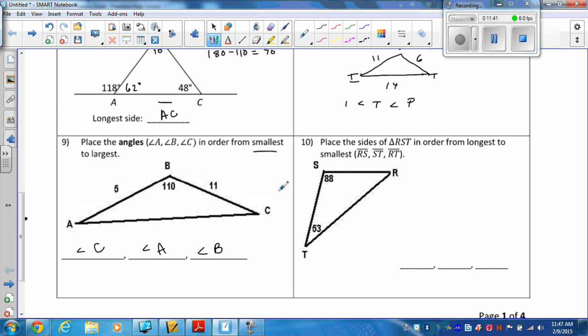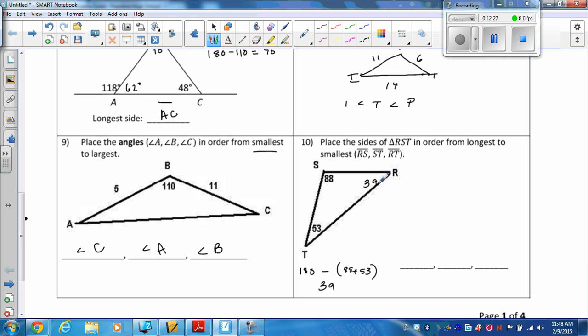Number 10, place the sides of triangle RST in order from longest to smallest. RS, ST, RT. So you have to really carefully read. This is asking for sides, not angles. So this is 53, this is 88. So the first thing that I'm going to do is to figure out the length of that third side. So 88 plus 53, and there's a couple of ways to do that. So 180 minus 88 minus 53 is 39. So angle R must be 39 degrees.